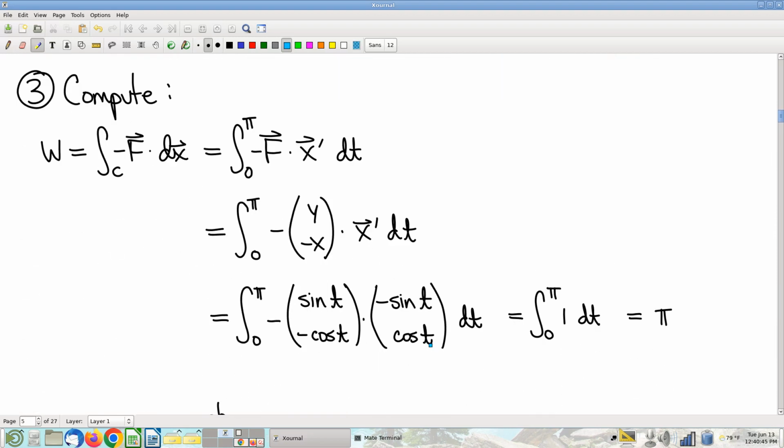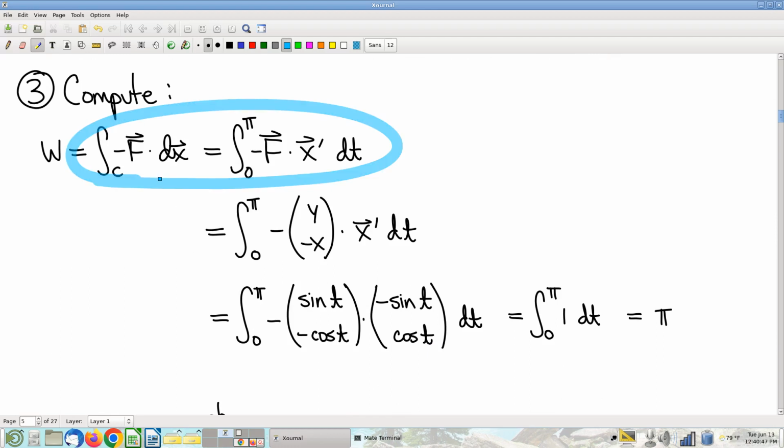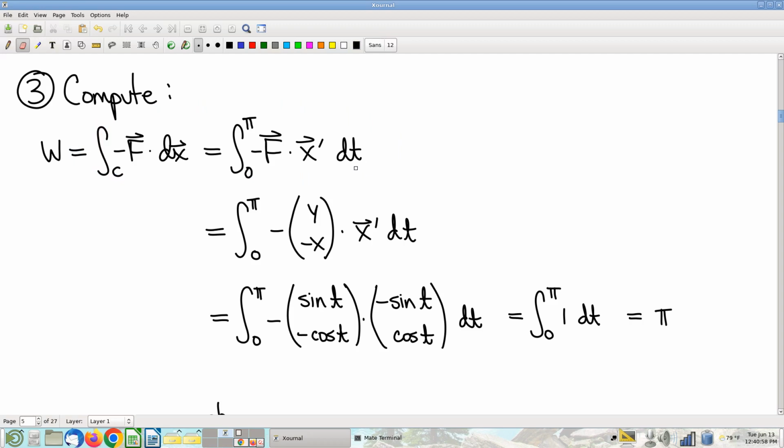And here we go. Step 1. We rewrite vector line integrals as dt integrals, like so. That's just plugging in the formula from the previous page. Let's see here. X prime, we computed on the previous page. It was this. Let's see. The vector field was this.